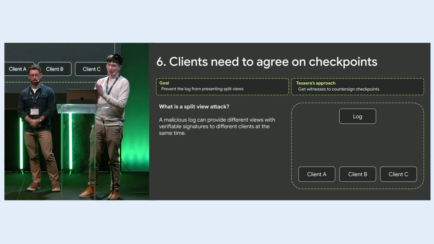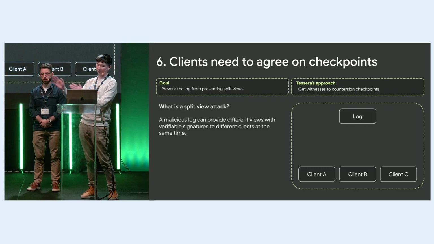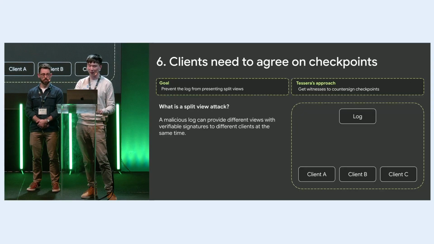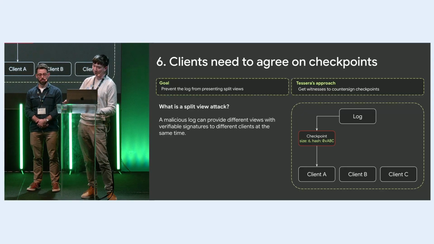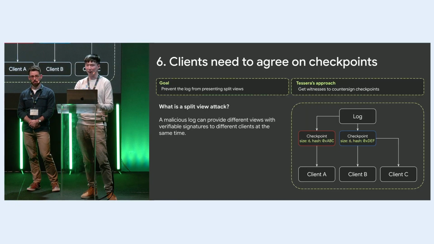And then for split view attack, a malicious log can provide different views with verifiable signatures to different clients at the same time. So if you look at the diagram, the log can provide a checkpoint with hash ABC to client A, and then another checkpoint DEF to clients B and C.